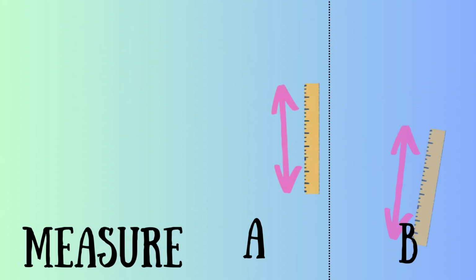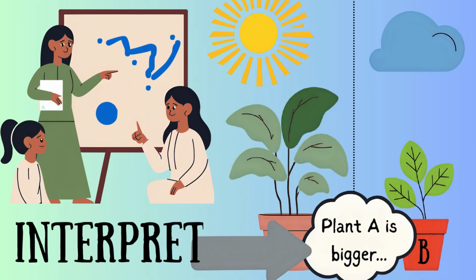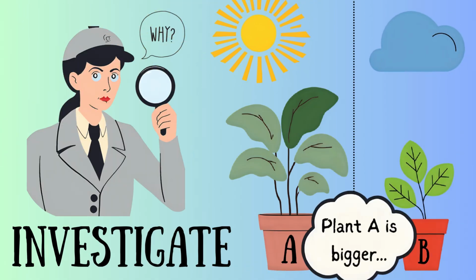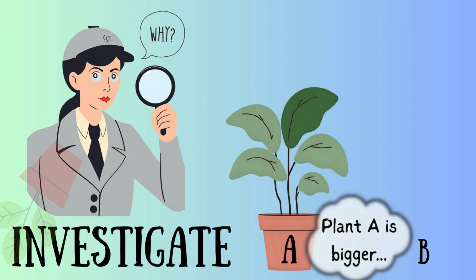Then, they interpret the results by looking at the numbers or pictures and talking about what they mean. Finally, they investigate to understand why something happens. In this example, they might learn that plants need sunlight to make their food.